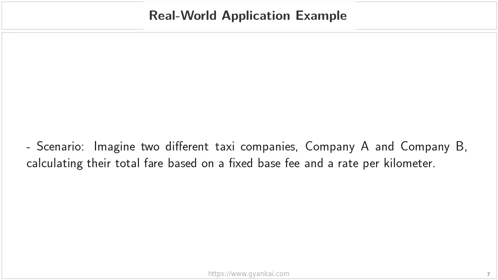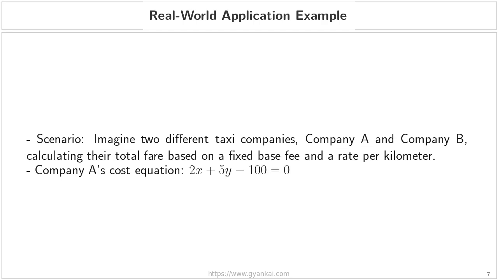Real-world application example. Now that we have mastered the 3 algebraic conditions for comparing ratios, let's see how this works in a real-world scenario. Imagine you are trying to decide between two different taxi companies, Company A and Company B. Both companies calculate their total fare using a specific formula based on a fixed base fee and a rate per kilometer. To represent this mathematically, we can use linear equations.